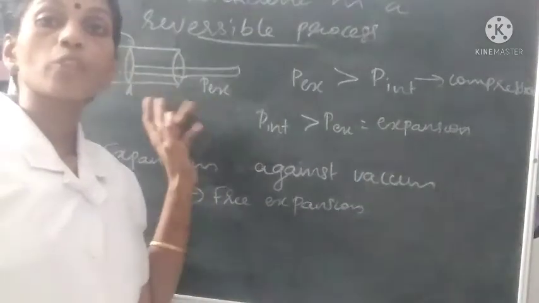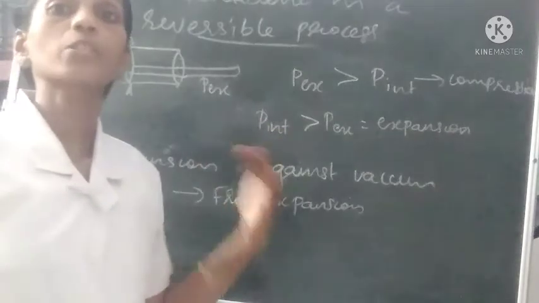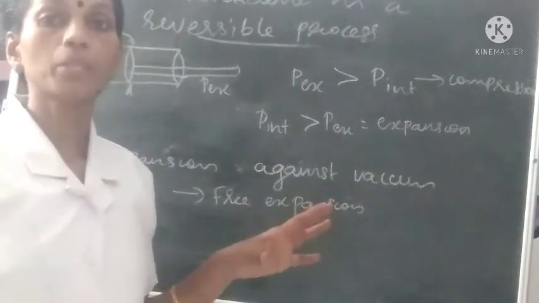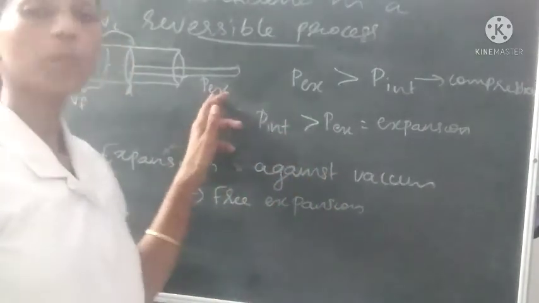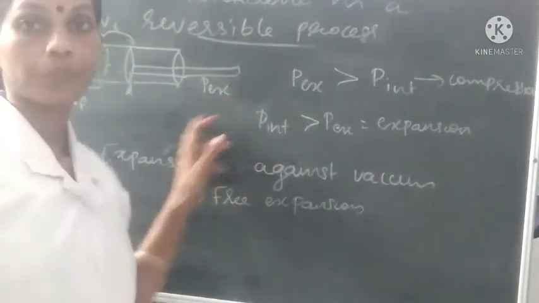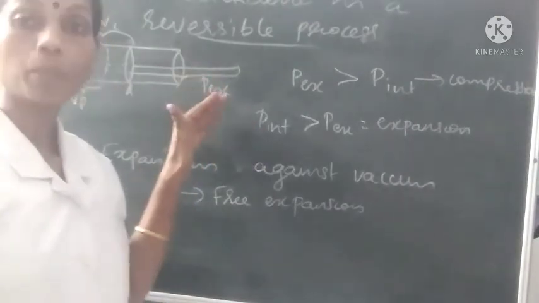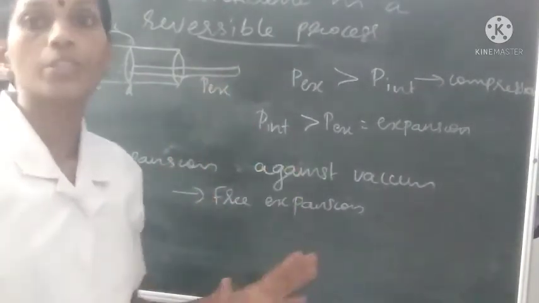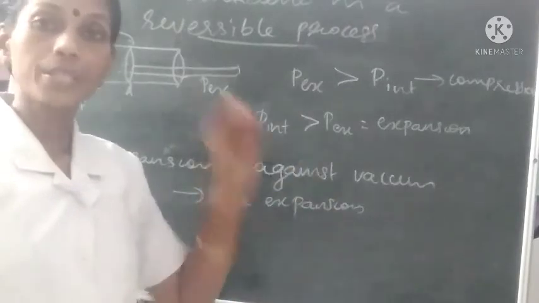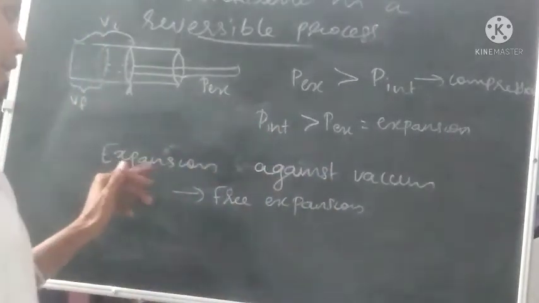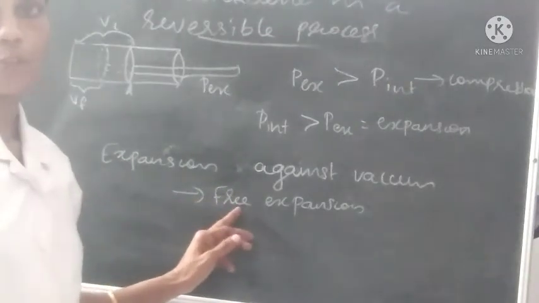Now, sometimes the expansion of the gas takes place against vacuum. Vacuum means nothing will be there, no medium is present. As a result, the external pressure will be 0. Here nothing will be there, no gas, solid or liquid. So the external pressure on this piston will be 0. In such a case, if the gas is expanding against vacuum, that expansion can be called free expansion.